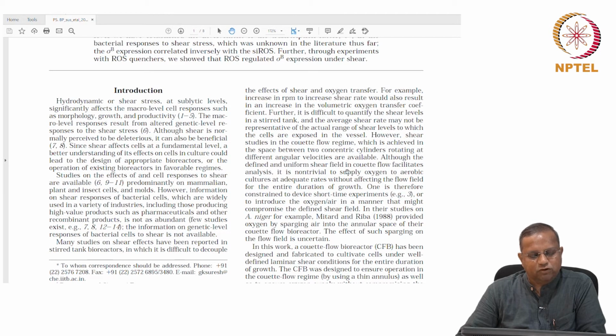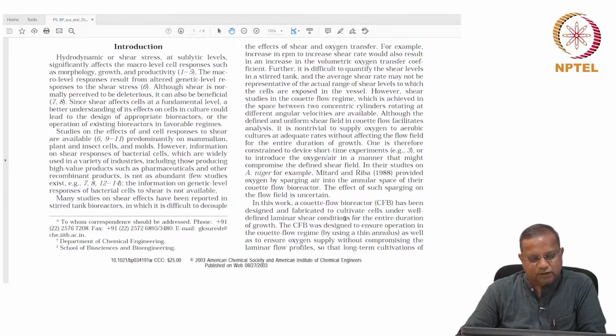Although the defined and uniform shear field in Couette flow facilitates analysis, it is non-trivial to supply oxygen to aerobic cultures at adequate rates without affecting the flow field for the entire duration of growth. Okay, this was the challenge that we contributed to overcoming. One is therefore constrained to devise short-term experiments, or to introduce oxygen in a manner that might compromise the defined shear field. There are some details there.